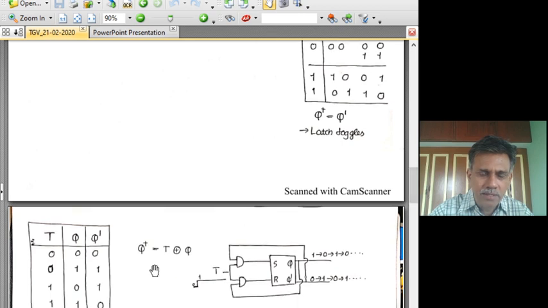Coming back to the last two rows, if T is 1, that is it is enabled, then it is a toggle condition. Q is toggled. If Q was 0, it becomes 1. If Q was 1, it becomes 0. So this is the truth table.